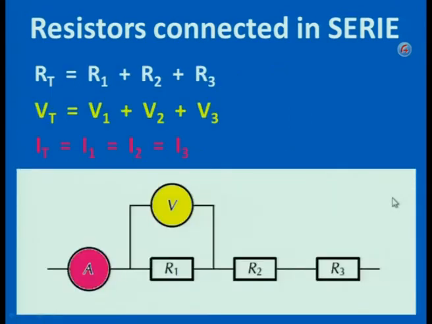To make it a bit simpler, let's look at an example. The current flowing through these three resistors is the same because they are connected in series. The voltmeter readings, the potential differences of resistor 1, resistor 2 and resistor 3, would be different. And then you get the total voltage when you add these three together. The total resistance of the circuit would be the resistance of resistor 1 plus resistor 2 plus resistor 3.